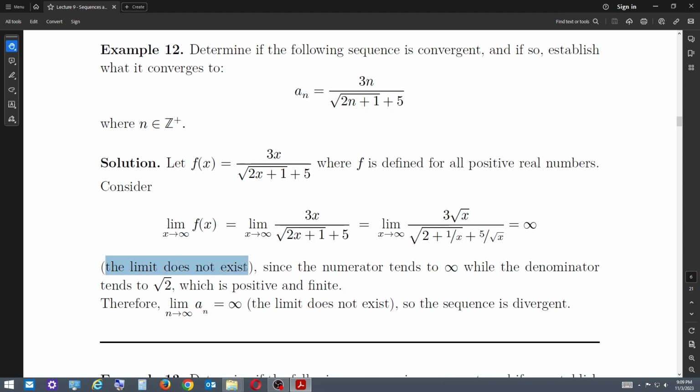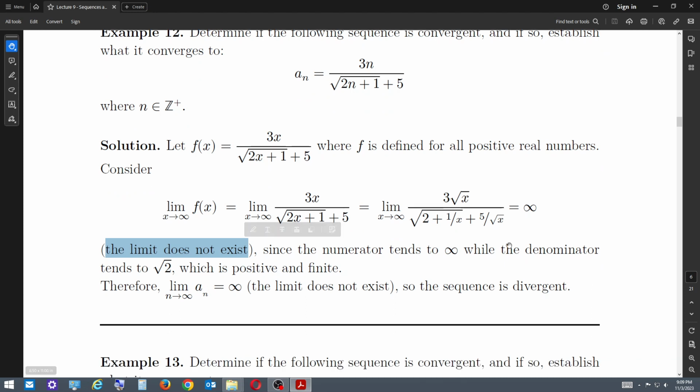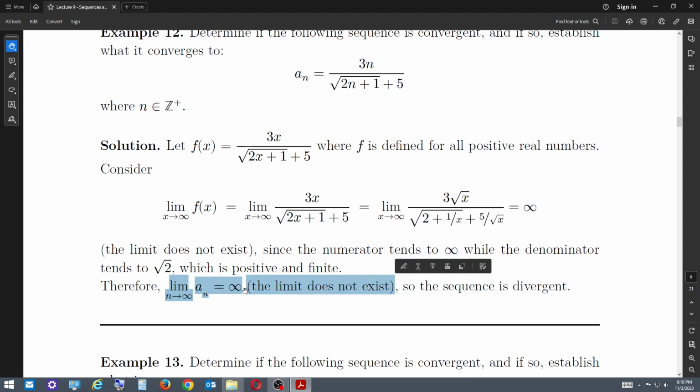All right, that's important to remember. And since the limit doesn't exist, it means the limit of an actually is infinity, so that doesn't exist. All right, remember these two are supposed to be equal. So this limit doesn't exist, which means that the sequence is divergent.